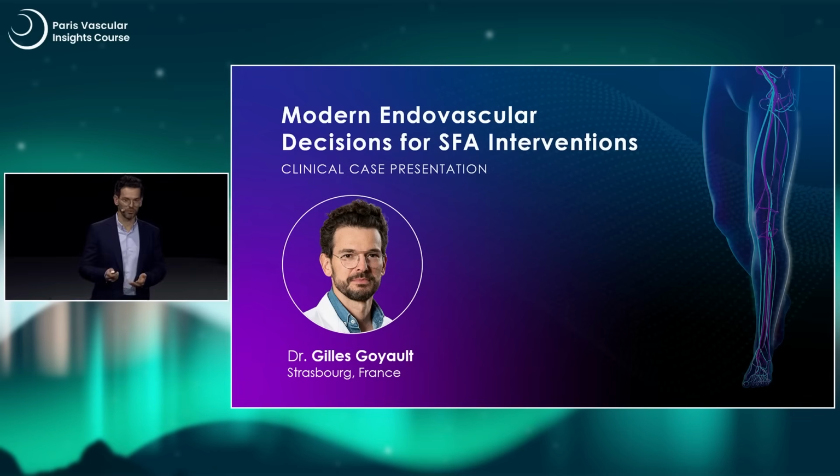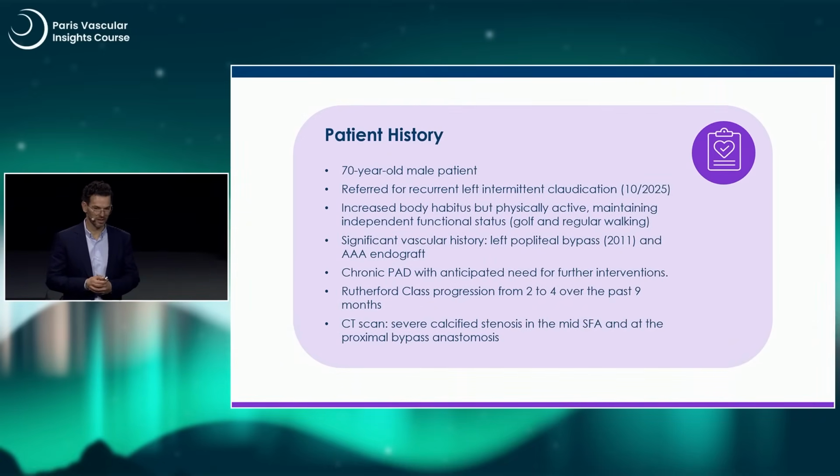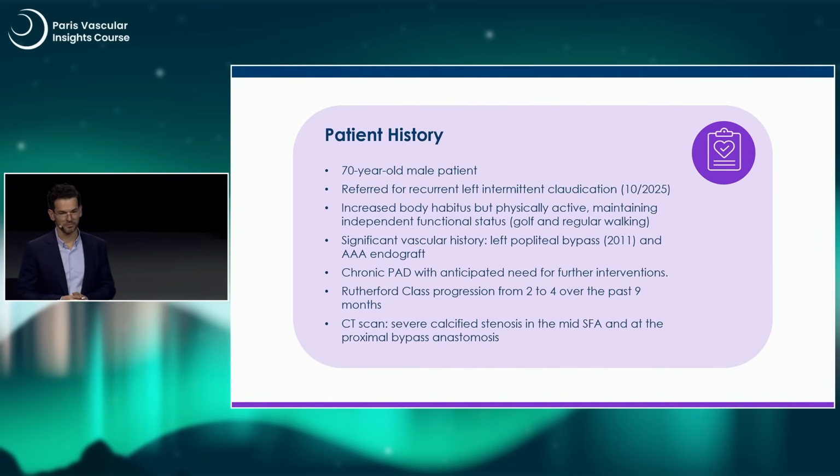We'll discuss modern endovascular decisions through a recorded case. I will show you to begin this case about a male patient, age 70, who was referred for recurrent left intermittent claudication. He already had an AAA endograft, which prevents any contralateral approach, and a left popliteal bypass 14 years before. The CT scan showed stage disease on the SFA involving the first third and the proximal anastomosis of the bypass.